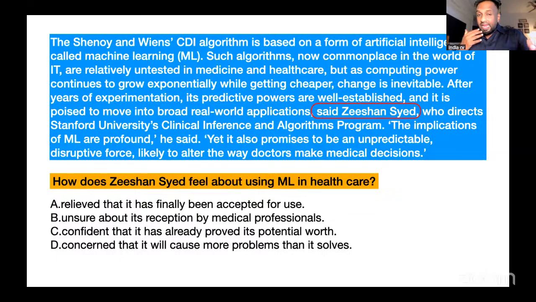But when a candidate reads it, whenever I did this question with any of my candidates, the answer that came to me was always D. Concerned that it will cause more problem than it solves, because they read some words like unpredictable, disruptive force. They feel something is negative. So this is how distractors play with you.